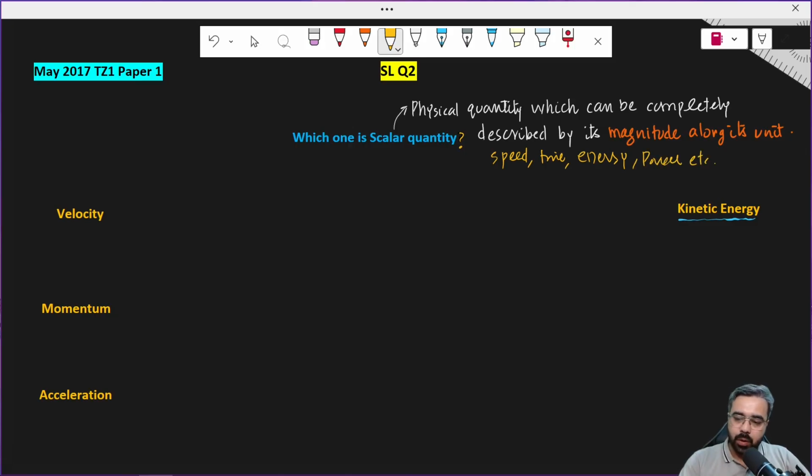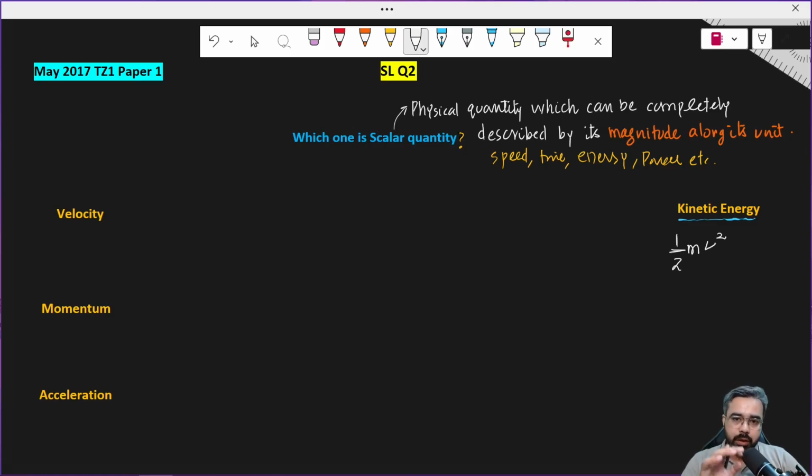Right? Now, how do we measure the kinetic energy? You just need the magnitude of the mass and the speed. So half mv squared is the amount of energy possessed by the object due to its motion. Okay. Now, why are the other quantities not scalar quantities?